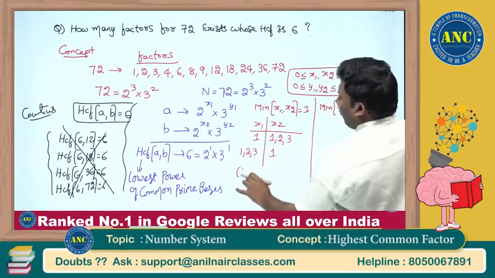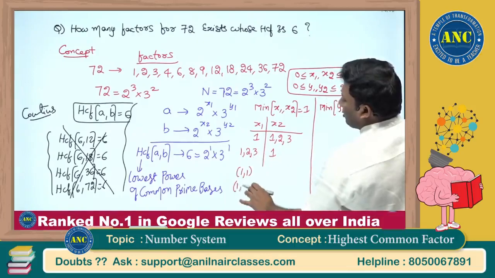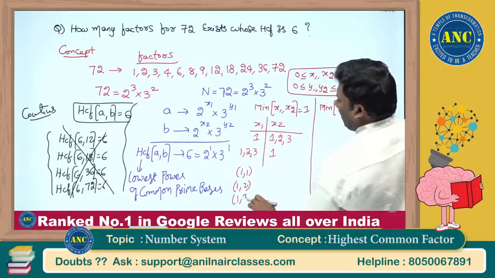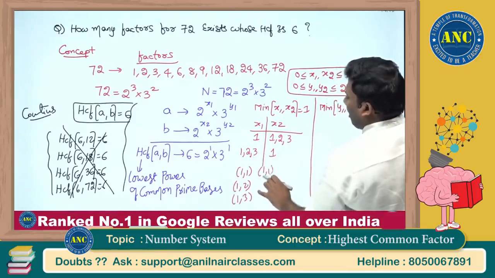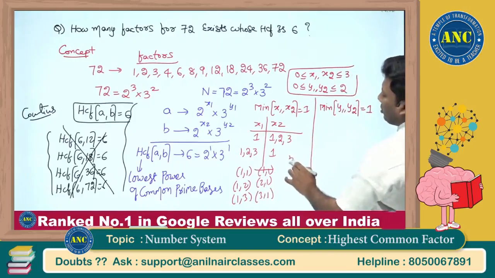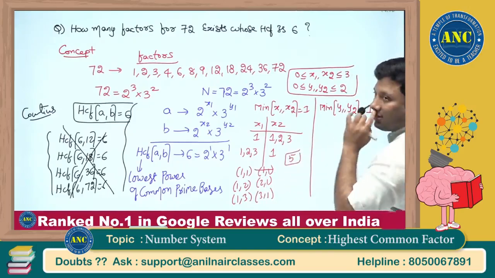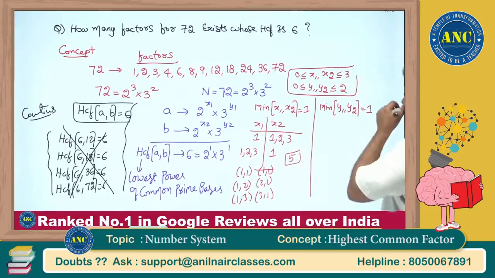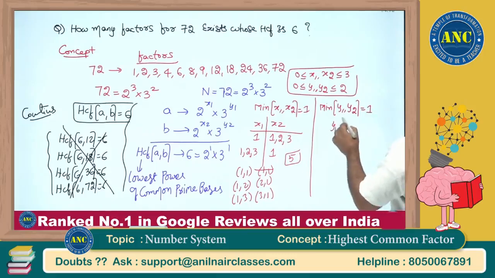1 comma 1, 1 comma 2, 1 comma 3. Next will be 1 comma 1, 2 comma 1 and 3 comma 1. 1 comma 1 is duplicated. So how many cases? 5 cases. Similarly, the minimum of y1 and y2 should be 1. If y1 is 1, y2 should be greater than or equal to y1.